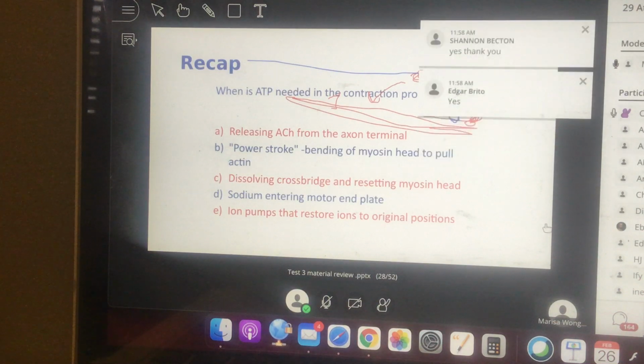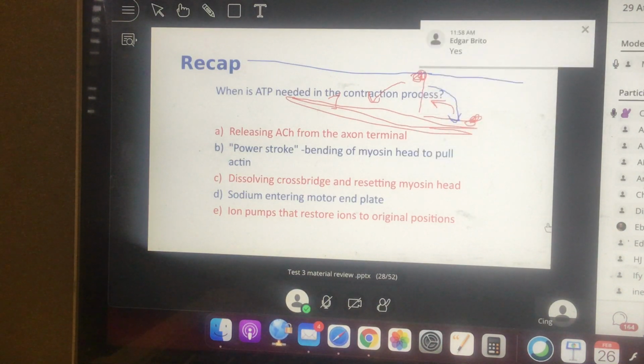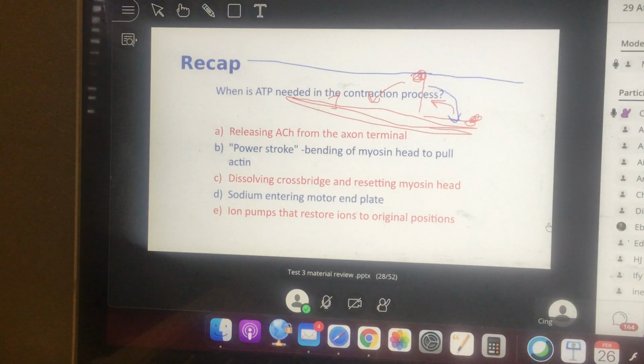Yeah, Sheen. So I'm kind of confused because when I read the lecture note, it says that the ATP is needed in muscle contraction. One of them is the power stroke, and the wording is different from what it has on the lecture note. So I'm still confused. Is ATP not needed in the power stroke at all, or does it still need ATP in the power stroke?